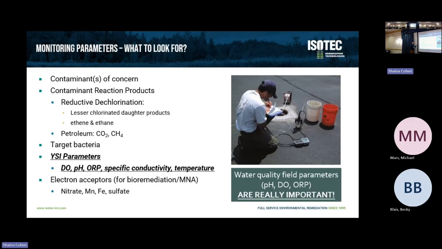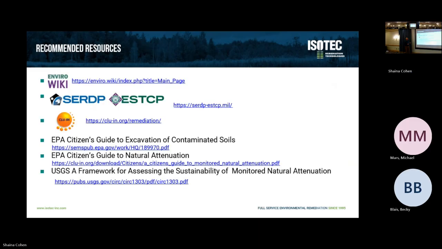I'm going to be the first and not the last today to talk about the importance of water quality parameters: dissolved oxygen, pH, ORP, conductivity, temperature. Really critical for evaluating really any in situ remediation technology, but especially for monitored natural attenuation, to understand what those water quality conditions are, and are they favorable? Are they continuing to be favorable? Are they changing? Are they becoming more favorable for MNA or less favorable?